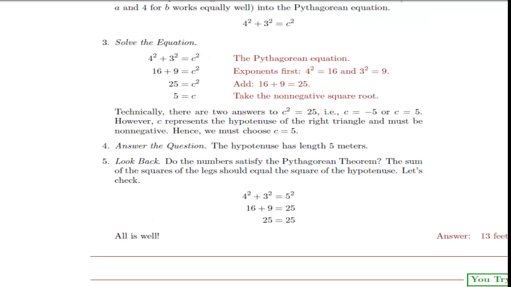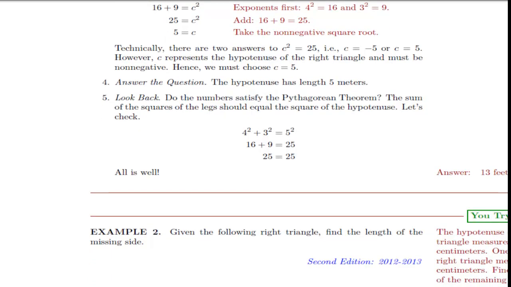5. Look back. Do the numbers satisfy the Pythagorean Theorem? The sum of the squares of the legs should equal the square of the hypotenuse. Let's check. 4 squared plus 3 squared equals 16 plus 9 equals 25, and on the right, 5 squared equals 25.